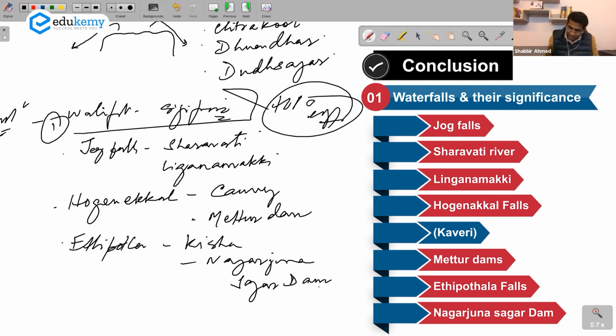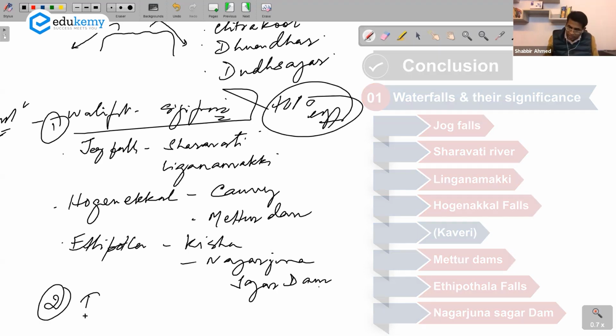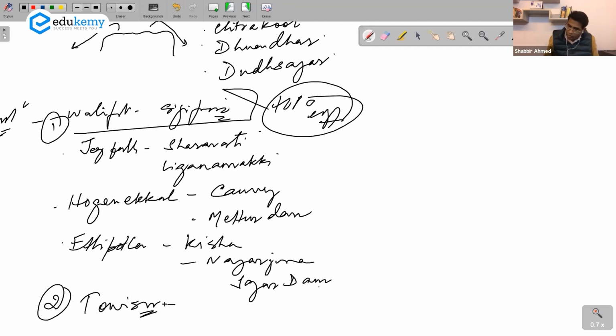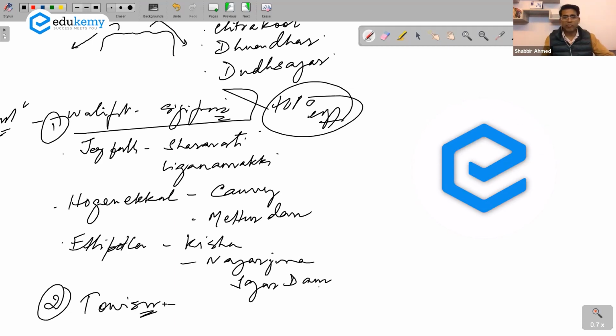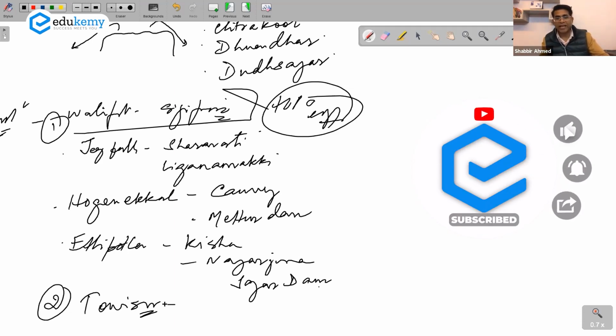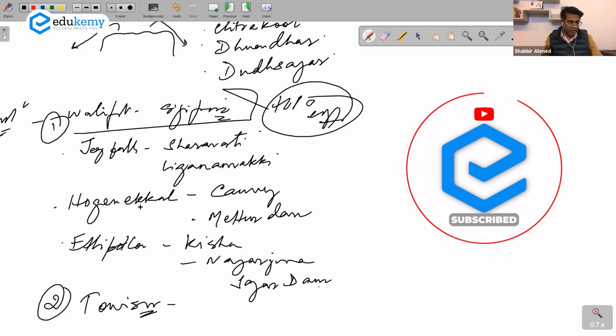That's one. And number two, you can always add tourism. Yes, absolutely, tourism. So pick up something from these 3-4 pages. HEP, hydroelectric power.